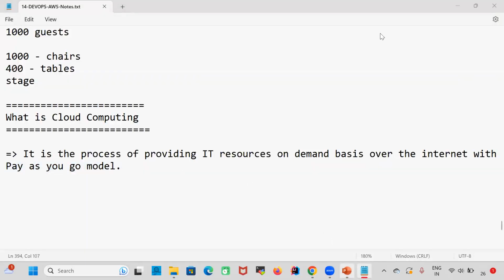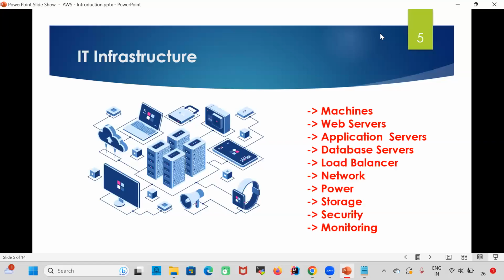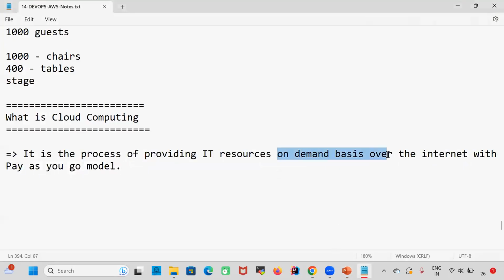Now, to run my application, I need 1,000 computers. You no need to purchase 1,000 computers. You can take them for rent. Okay. I want one database. You no need to purchase the license of the database. You can take the database for rent. I want a network. You can take the network for rent. I want storage. You can take it for rent. Whatever you need to run your business, everything you can take for rent on demand basis.